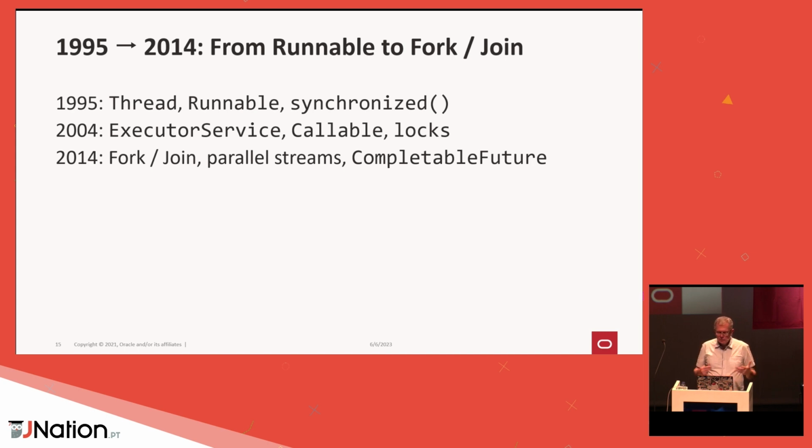And if you want to synchronize stuff, you want to prevent a block of code from being executed by more than one thread at the same time, you have this synchronized keyword, which is a keyword of the language. And then in 2004, there was a first major update of the concurrent programming model with the first pattern that has been added, which is the executor service pattern.